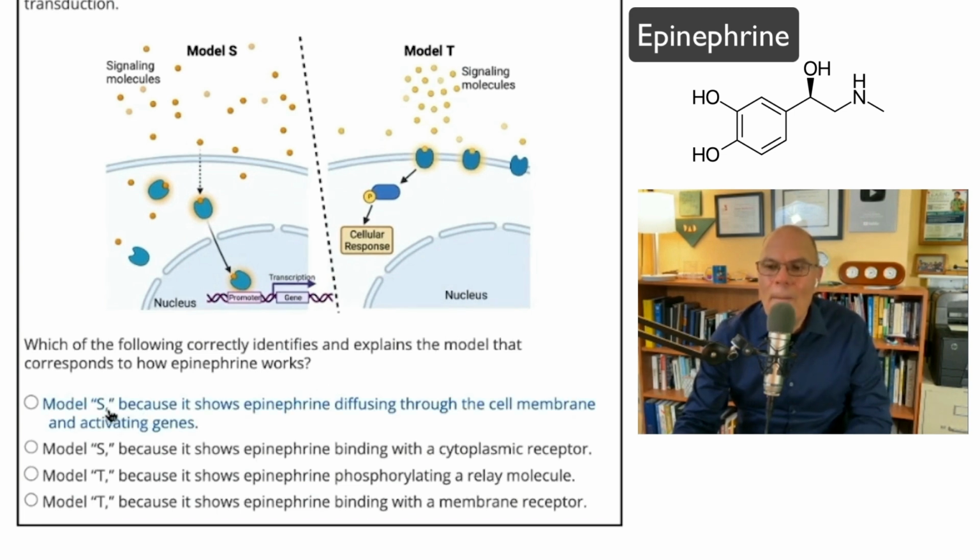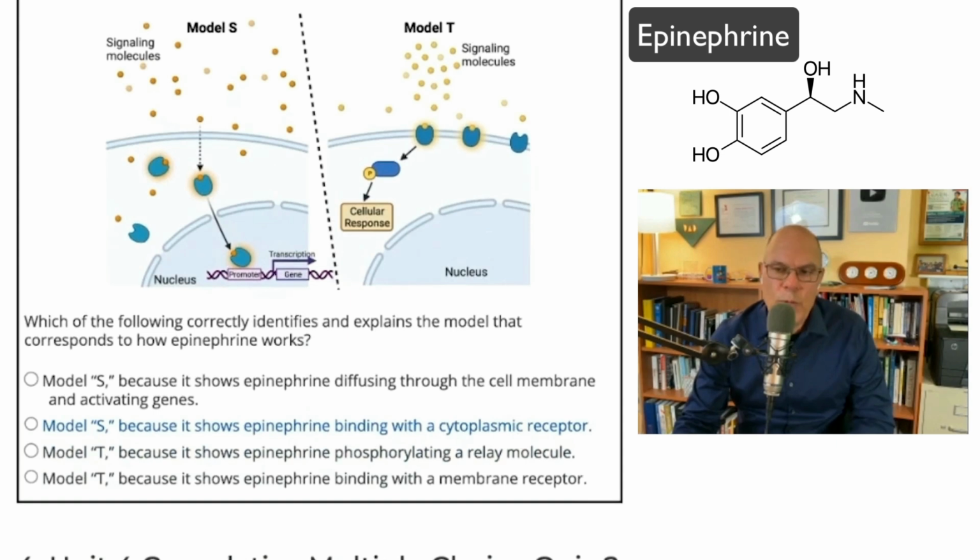Choice 1, model S, because it shows epinephrine diffusing through the cell membrane and activating genes. Choice 2, model S, because it shows epinephrine binding with a cytoplasmic receptor. Choice 3, model T, because it shows epinephrine phosphorylating a relay molecule. Choice 4, model T, because it shows epinephrine binding with a membrane receptor. What do we got? We have 1, 2, 3, or 4.